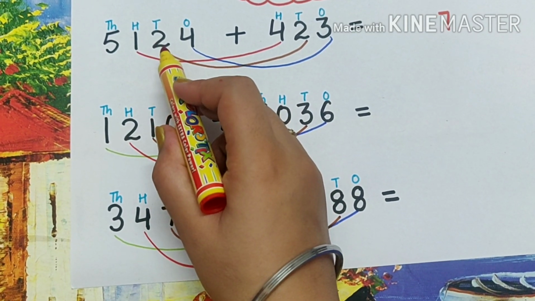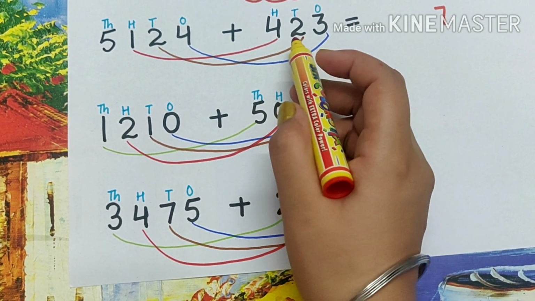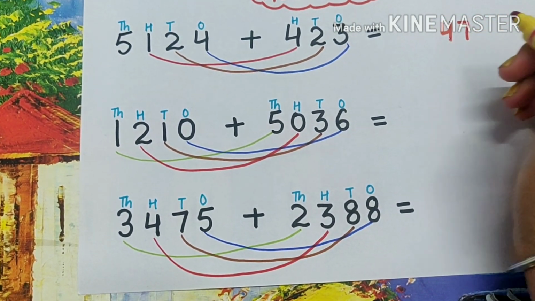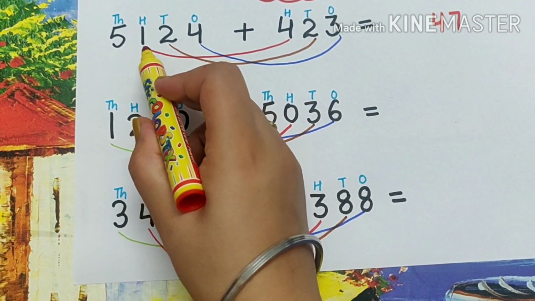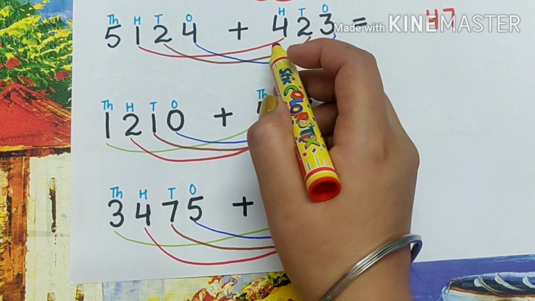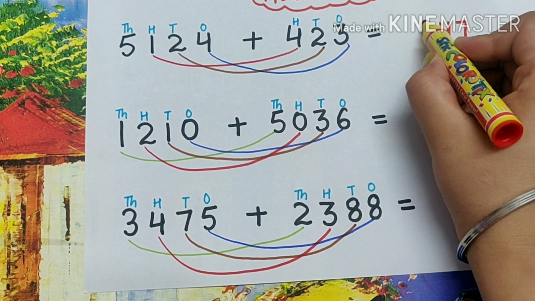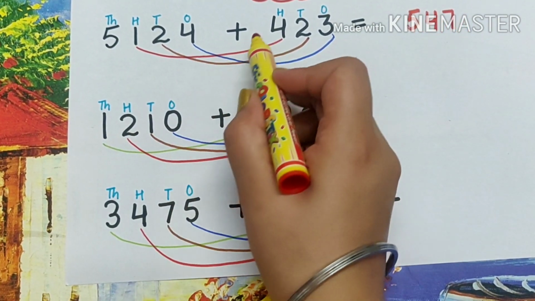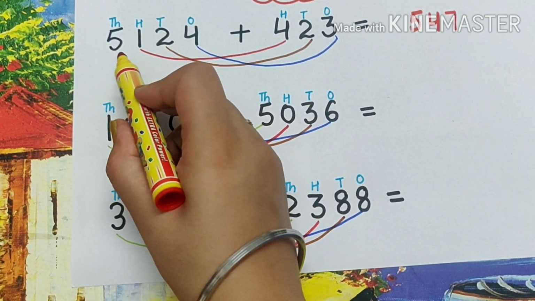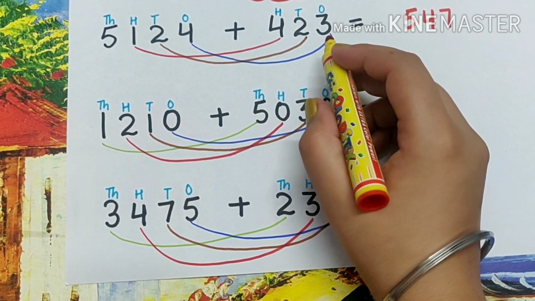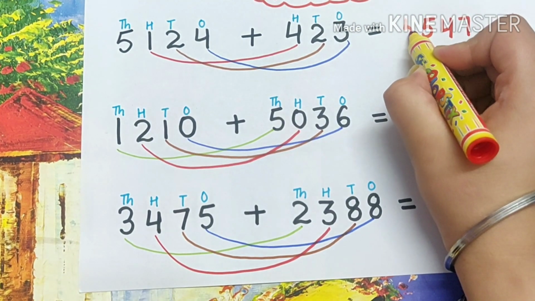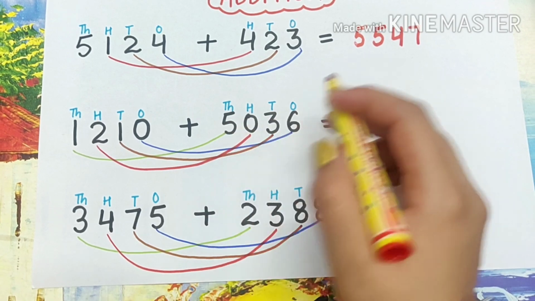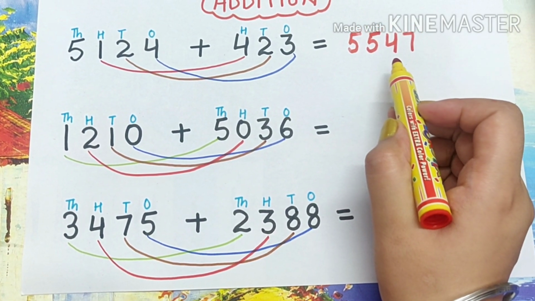Then 2 plus 2 is equal to 4. Then 1 plus 4 is equal to 5. Then there is nothing at thousands place, so we will write this digit as it is. So in this, answer is 5547.